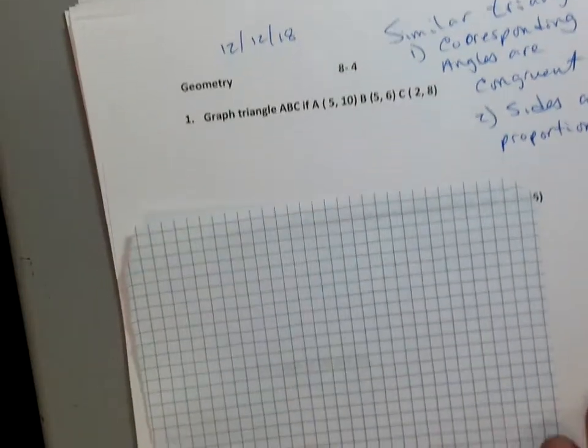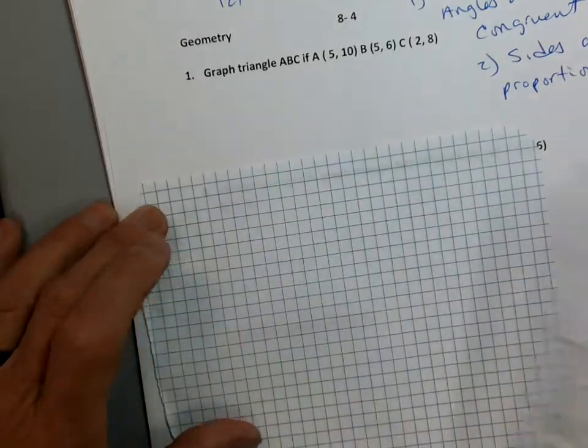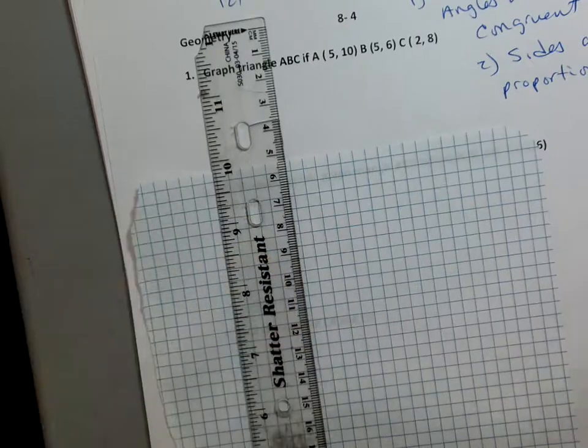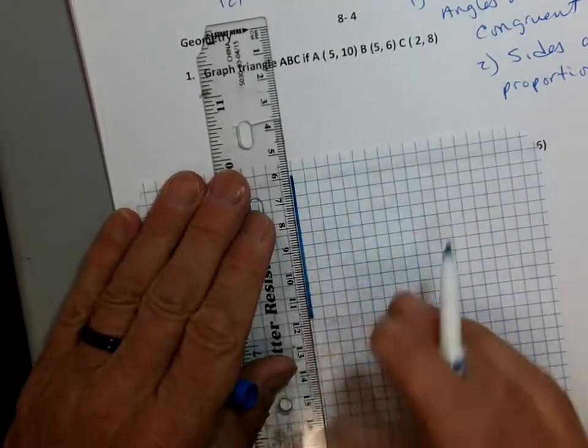Okay, so let's take a look at graphing triangle ABC. So first of all, get out my ruler. And I'm going to try and draw this in. Okay, here we go. I'm going to graph this on a piece of graph paper.